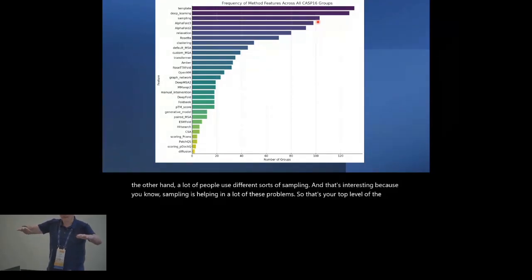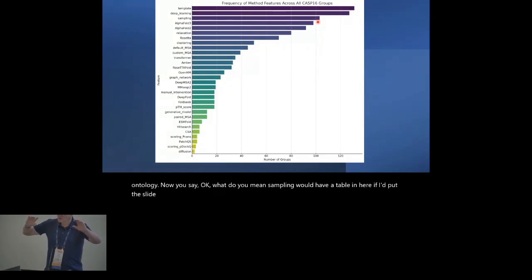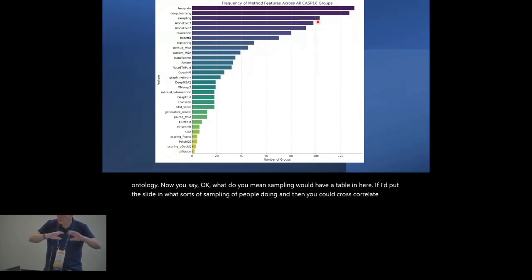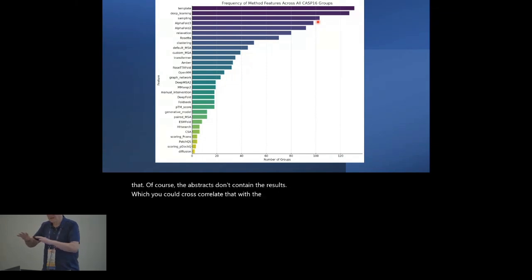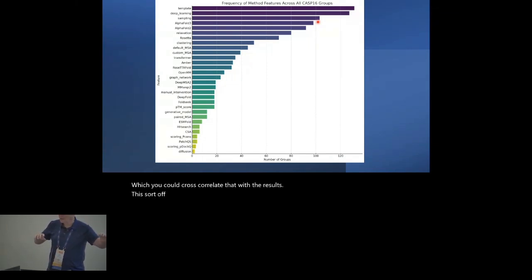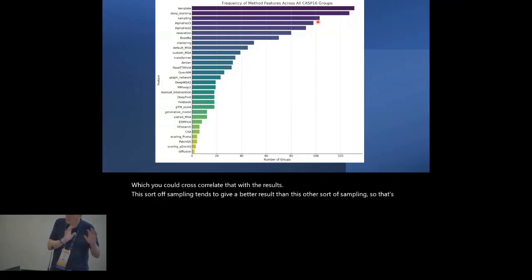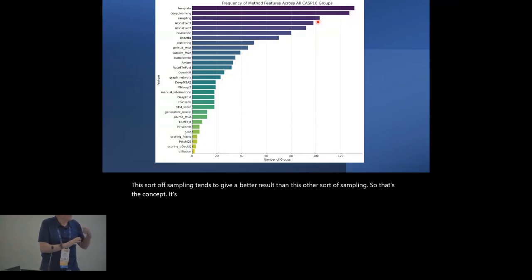Now you say, okay, what do you mean sampling? I would have a table in here if I'd put the slide in. What sorts of sampling are people doing? And then you could cross-correlate that. Of course, the abstracts don't contain the results, but you could cross-correlate that with the results and say, this sort of sampling tends to give a better result than this other sort of sampling. So that's the concept. It's very much a concept, but I think it's extremely doable.